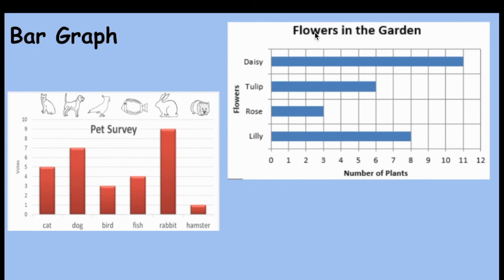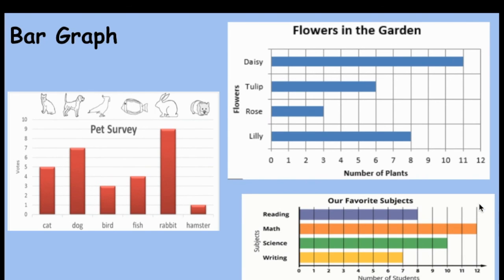This bar graph is titled Flowers in the Garden. Categories are daisy, tulip, rose, and lily. I can already tell that the daisy received the most votes because it has the longest bar in the bar graph.